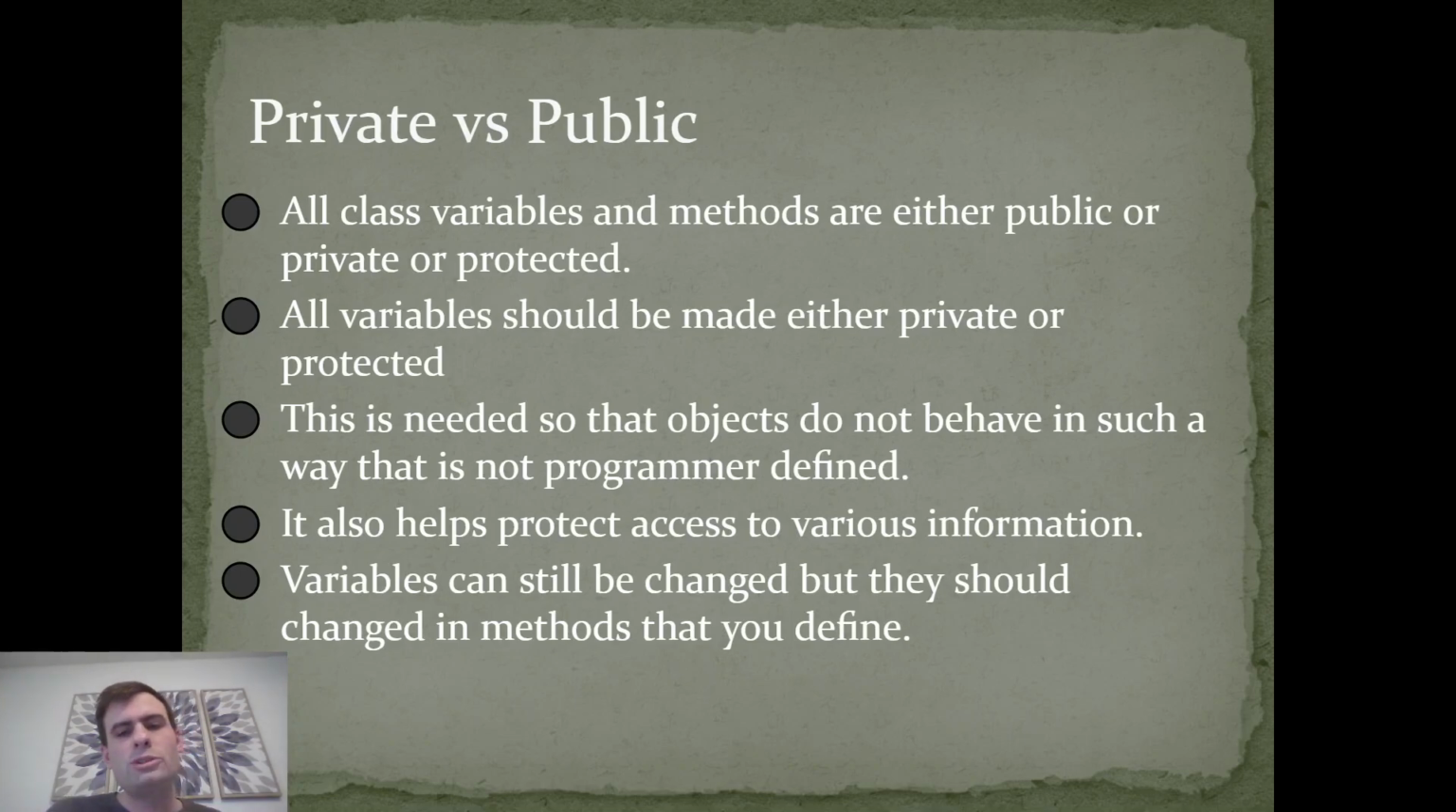This is needed so that objects do not behave in ways the programmer hasn't defined. So let's say, for example, we messed up and we made it public and we changed it somewhere. We don't want that to happen. So for now, let's just keep them private. It also helps protect access to various information, and variables can still be changed inside the methods after we define them. So just make them private for now, and we can change them inside of our methods.